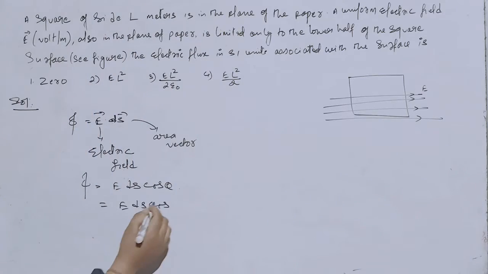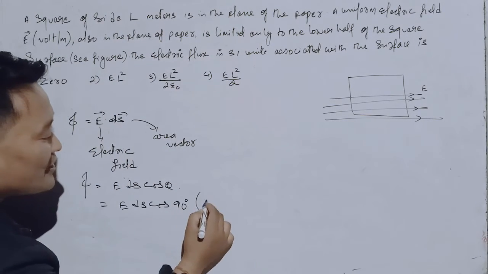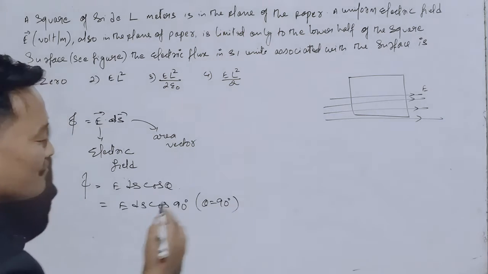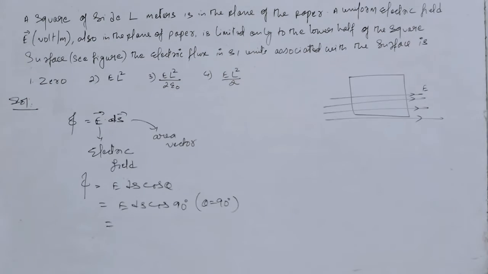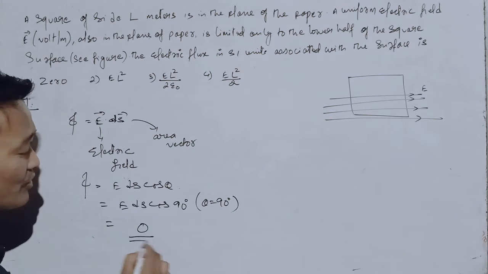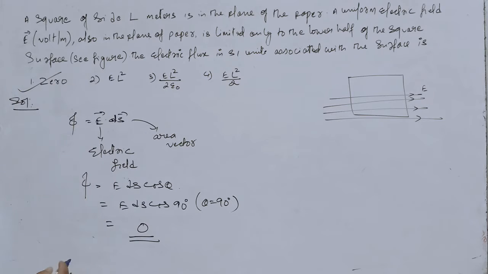Okay, so now see the angle is 90 degrees, since theta is equal to 90 degrees, which gives cos 90 equal to 0, and the whole answer will be 0. Your correct answer is 0.